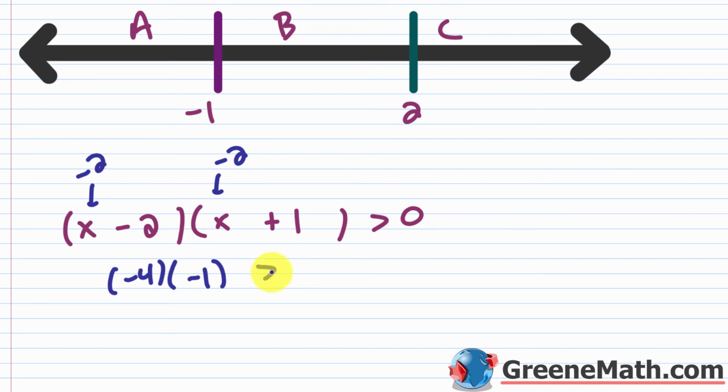And so that is going to be greater than 0, right? So this is 4 is greater than 0, which is true. So we'll say this is true.